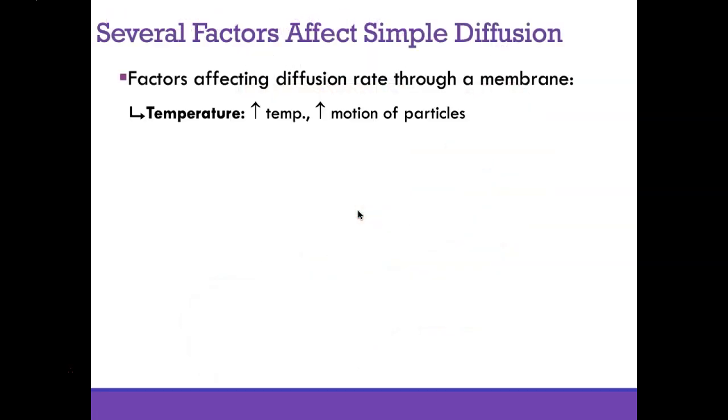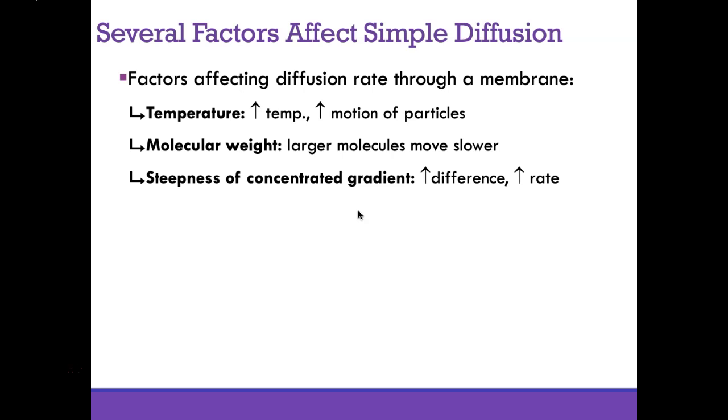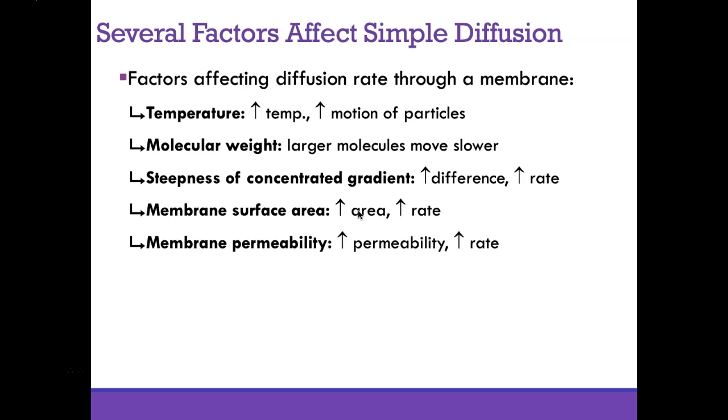So several factors affect the rate of diffusion. Higher temperature can increase the motion of particles. The molecular weight: the larger a molecule is, the slower it moves around. The steepness of the concentration gradient: the more drastic the difference on both sides of the membrane, the faster the diffusion rate. If you have more membrane surface area, it will also speed up the rate of diffusion, right? You'll have more space to diffuse across. And then finally, which kind of makes sense, the more permeable a membrane is, the faster the rate of diffusion.